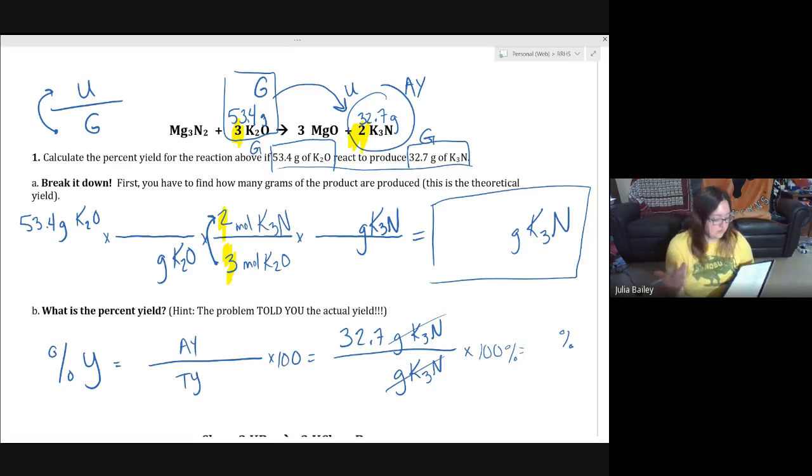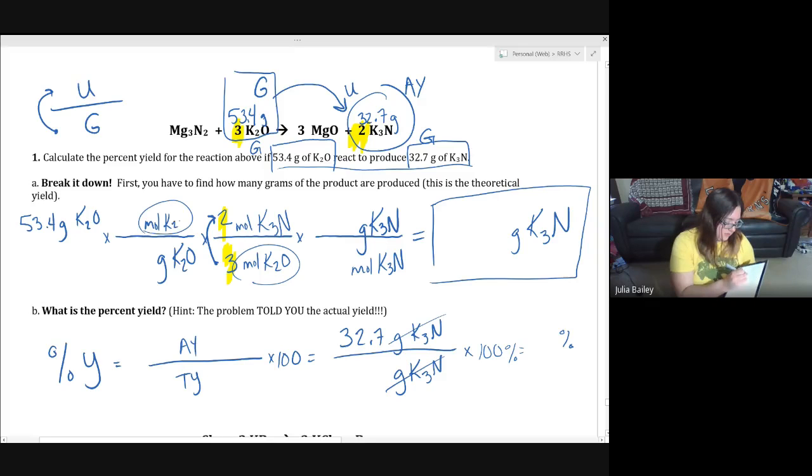What goes up must come down comes into play again. So these moles of K3N, what goes up must come down. Moles of K3N must be over here. And then similarly, if moles of K2O came down to the bottom of that middle fraction, then moles of K2O need to be on top of that first fraction.